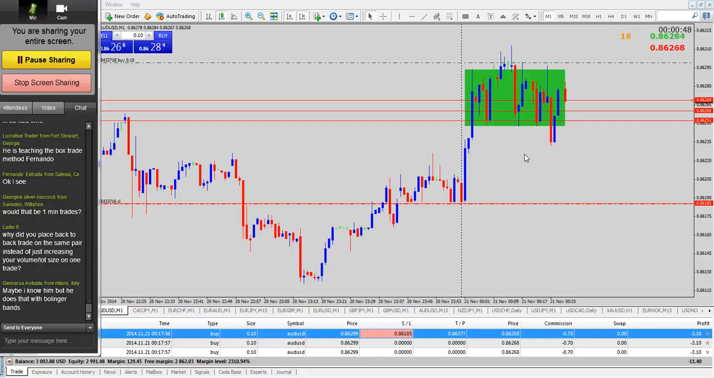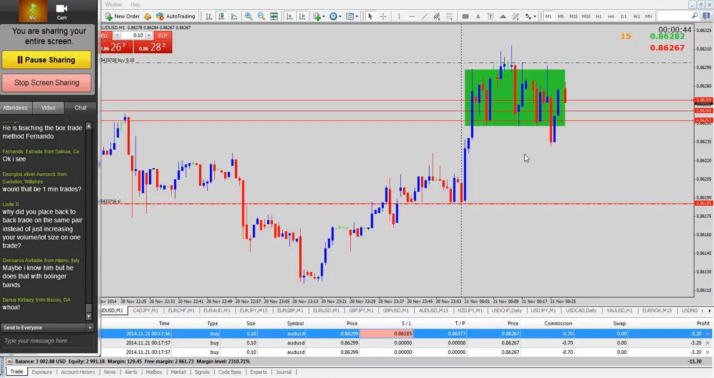So why did I do back-to-back trades on the same pair instead of just increasing my volume? I just wanted to click away and do a couple quick trades. Otherwise I would sit here and do one trade at 0.10, one trade at 0.15, next trade at 0.20, next at 0.25, and so on. Just to show you, when I scalp, I'll just boost away a couple of trades, 5 to 10 trades in the way that I think they're going to go.